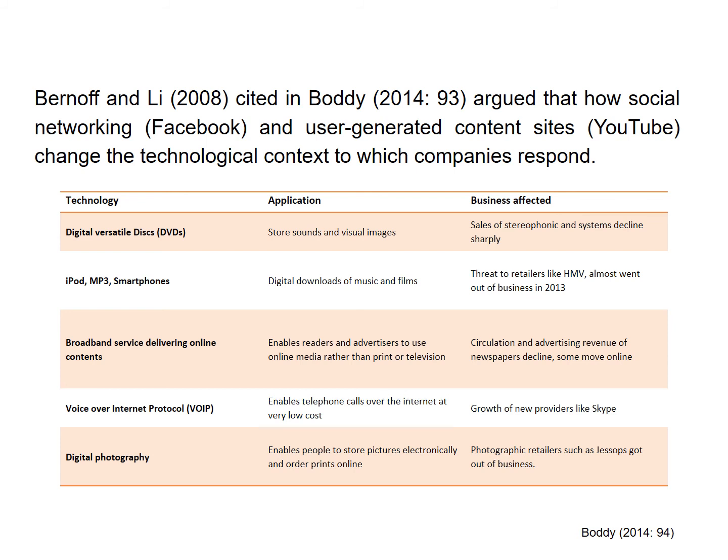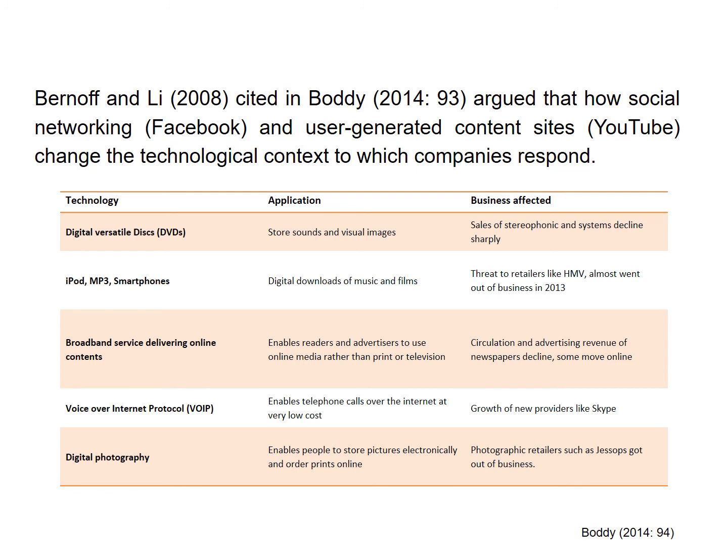Broadband services delivering online content enable readers and advertisers to use online media rather than print or television. So here we've got the circulation, advertising and revenue of newspapers declining, with some moving online. Voice over Internet protocol enables telephone calls over the Internet at very low cost. So here we've seen the growth of new providers like Skype.